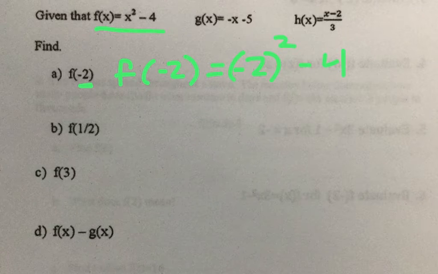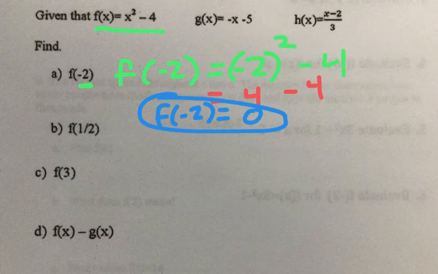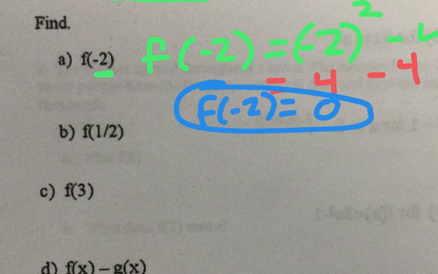So if I have negative 2 squared minus 4, negative 2 times negative 2 is 4 minus 4. 4 minus 4 is 0. So f of negative 2 is 0. That's how we work down the page. Now B is f of 1/2. So which function am I going to plug into? F.